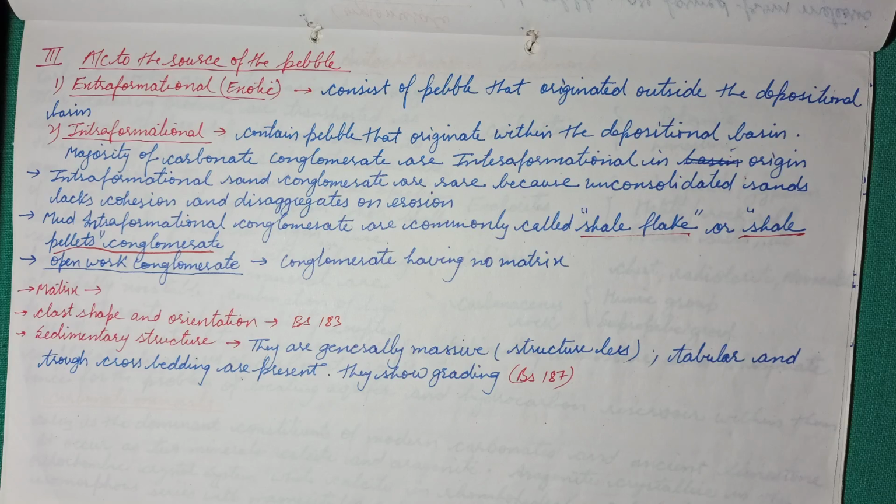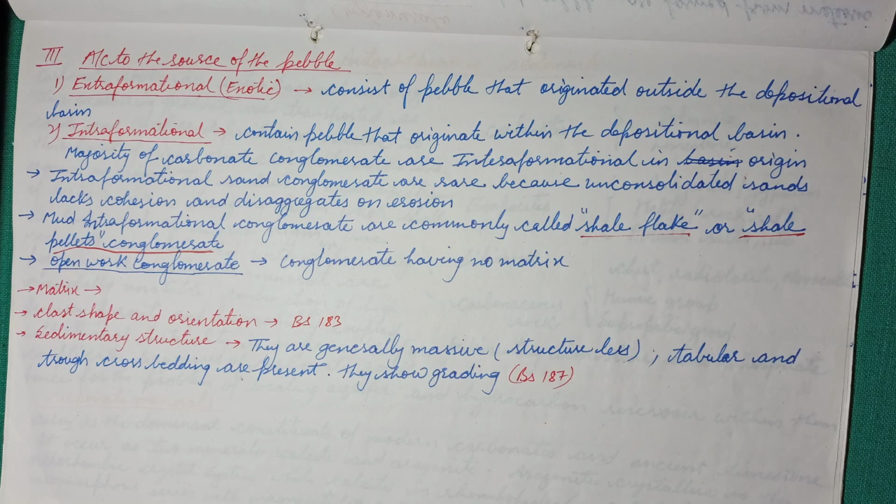So what is the matrix? If there is sand, it is sand intraformational conglomerate, and if there is mud, it is mud intraformational conglomerate, and there is a name for the mud intraformational conglomerate: they are known as shale flake or shale pellet conglomerate. So remember, these names are important. Only in conglomerate is there terminology which is so confusing.